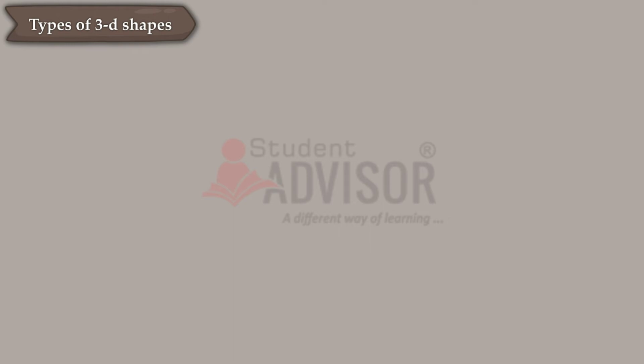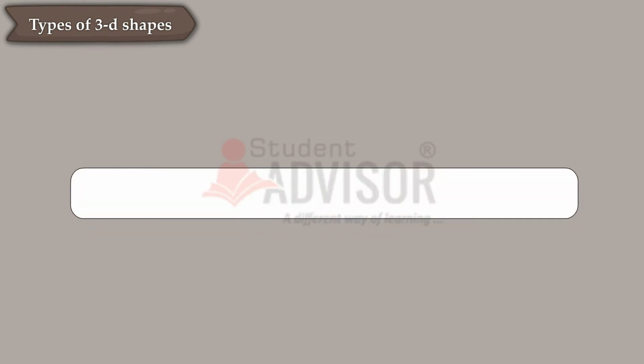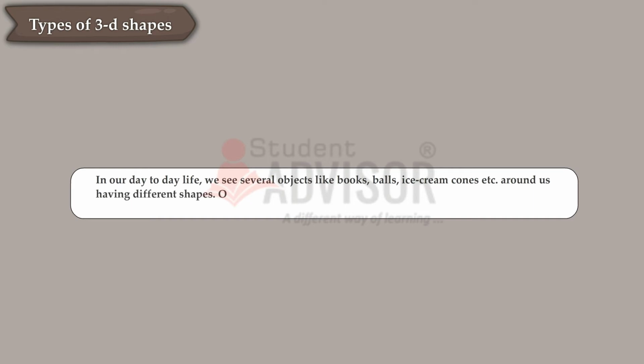Three-dimensional shapes. In our day-to-day life, we see several objects like books, balls, ice cream cones, etc. around us, which have different shapes. One thing common about most of these objects is that they all have some length, breadth, and height or depth.